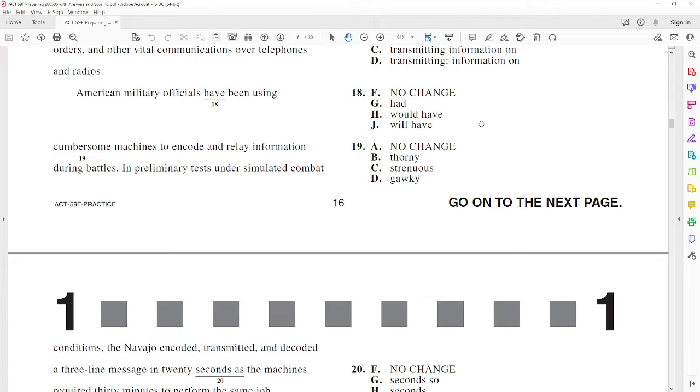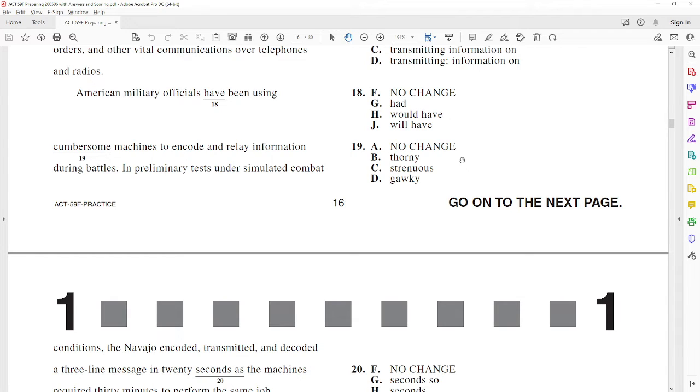All right, let's check it out. American military officials had been using, because it's past before the past, cumbersome machines to encode and relay information during battles. There is no question, there is no option to delete. So is what's there right or wrong? Well, you may not know it, and if you don't, you'd have to put this word aside and just come up with a word that works for you, or else just check the answer choices. You cannot eliminate a word that you don't know, nor can you choose it. So just put it to the side and check the words you do know.